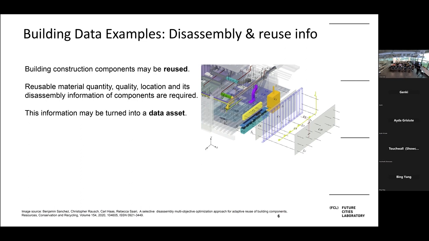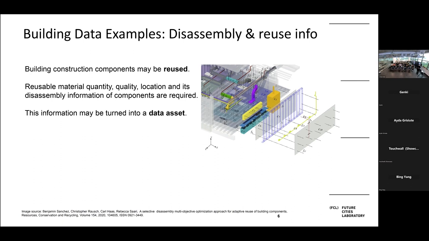Along with the reusable material information, this includes the quantity of the reusable material, its quality, where it is located in the building, and also the disassembly information that is required. This also can be converted into a data asset.